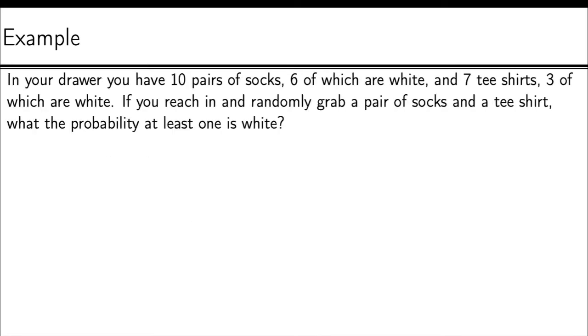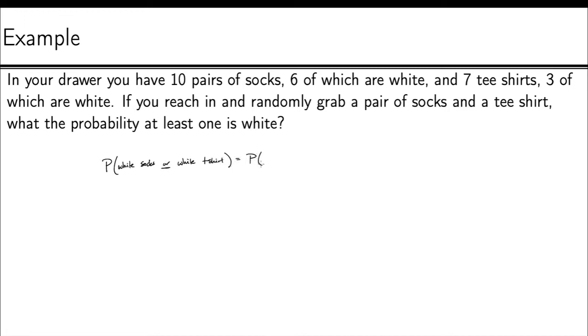In your drawer, you have 10 pairs of socks, 6 of which are white, and 7 t-shirts, 3 of which are white. If you reach in and randomly grab a pair of socks and a t-shirt, what is the probability at least one of them is white? So this is the probability of ending up with white socks or with a white t-shirt. Okay, so this is an OR.